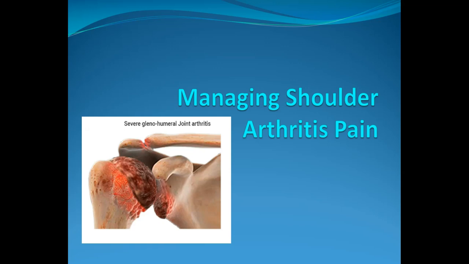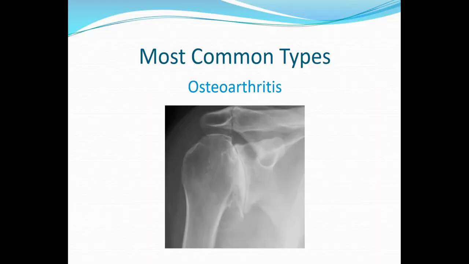Next, we'll move on from talking about rotator cuff related pain and surgical management to talking about managing shoulder pain related to osteoarthritis. Arthritis means joint inflammation, and the most common type of arthritis is osteoarthritis. Osteoarthritis is age-related wear and tear or degenerative arthritis that usually occurs in people over the age of 50.